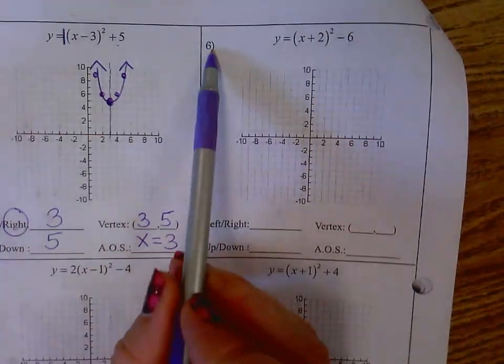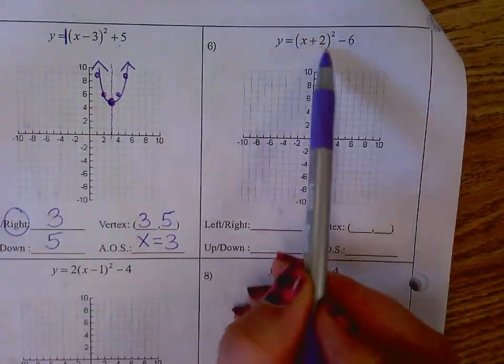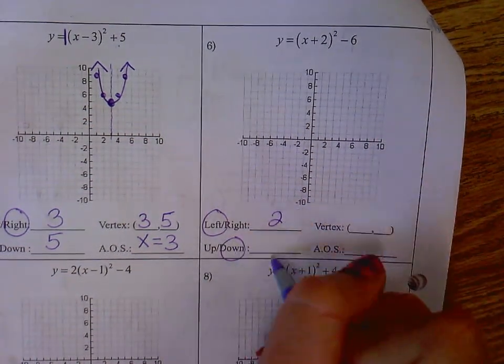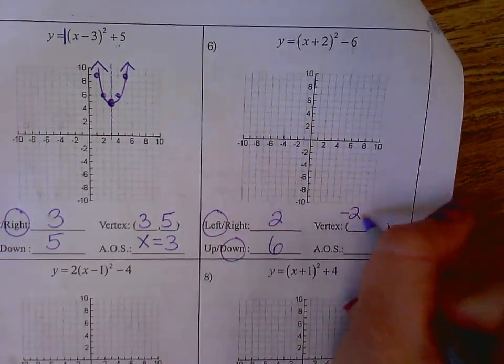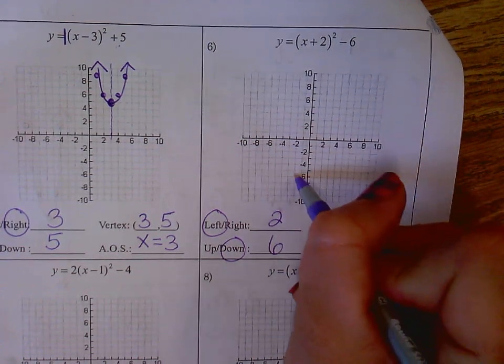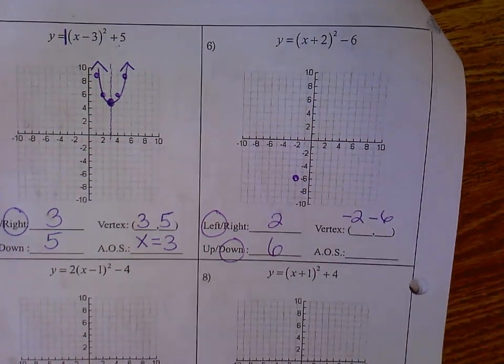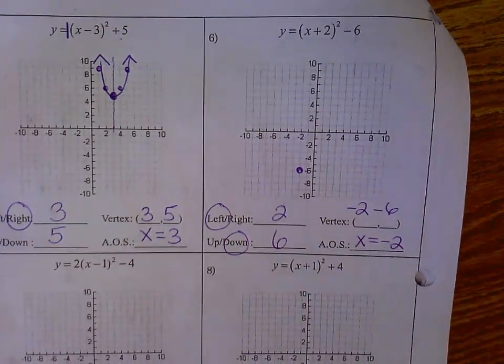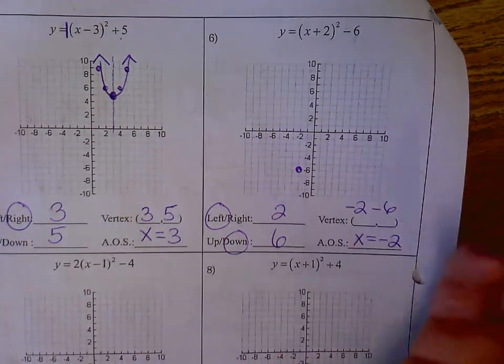So on 6, you should think to yourself, this is left, right? Left 2 and down 6. So -2, -6. You plot that point as your vertex. That makes your axis of symmetry x equals -2.